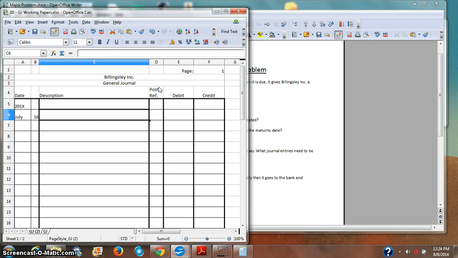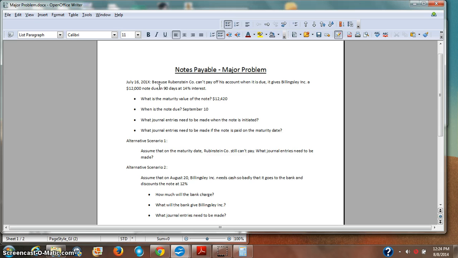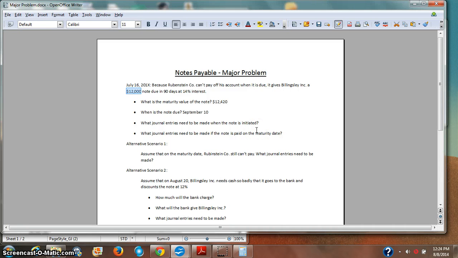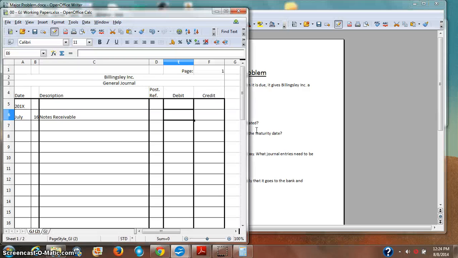Now we already have an accounts receivable, and so what's going to happen is, first of all, Billingsley's notes receivable is going to increase. Now, what value do we use here? Do we use the principal, or do we use the principal plus interest? And the answer is, we just use the principal, because the interest is earned through that time passing, through those 90 days going by, and that hasn't happened yet. And so we're just going to put the principal, $12,000, and this removes this from our accounts receivable.